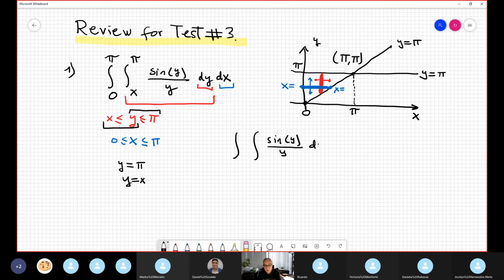I change the order, now x first and y secondly. Okay, so it is from x equal to 0 to x equal to y, which is the equation of this line. And when you extend it, the second integral is dy, going from 0 to pi. Okay, I change the same region, but a different order of the integration.